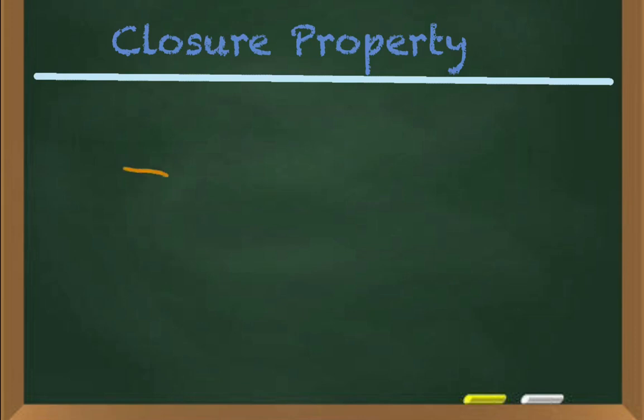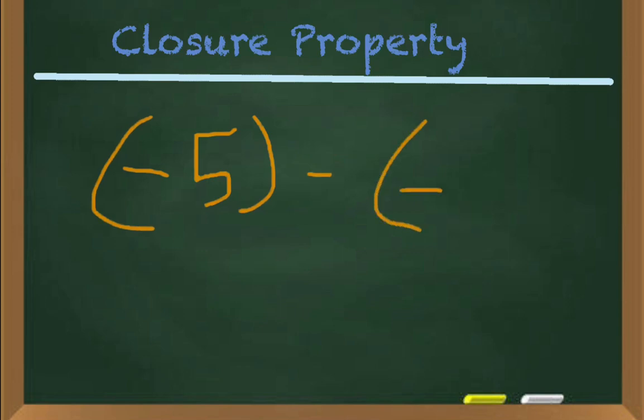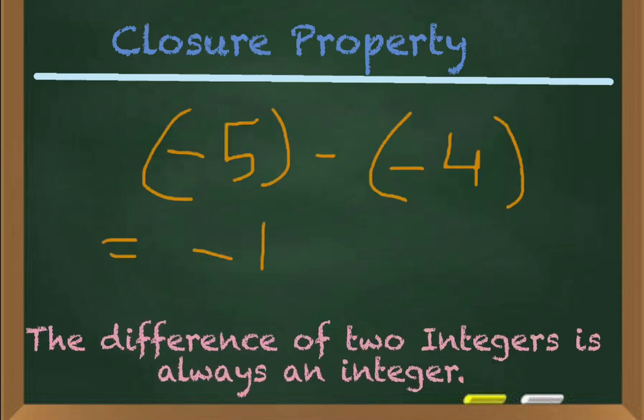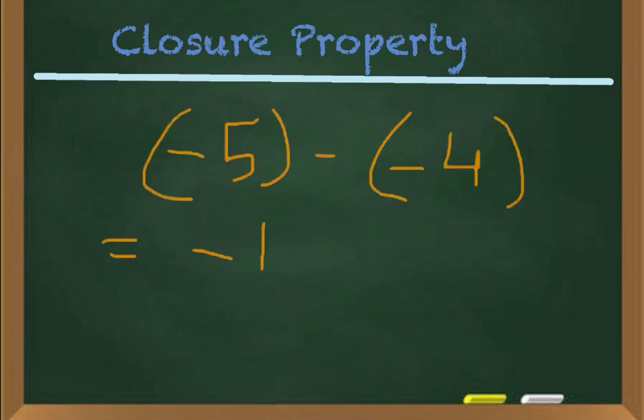For example, minus 5 minus 4 is your question. So here we are getting minus 1 as the answer. So here minus 5 is also an integer, minus 4 is also an integer, and the difference of both the integers is also an integer. So in short, the difference of two integers is always an integer, as you can see in both of these examples.